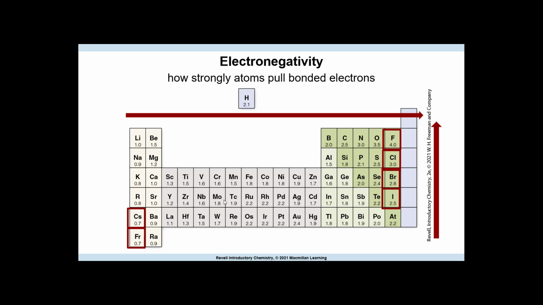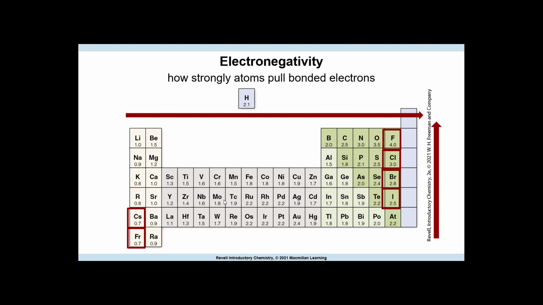This is consistent with what we already know from ionic bonding. Metals tend to lose electrons easily, while nonmetals tend to pull or gain electrons. The electronegativity increases as we go up a group or column on the periodic table. For example, iodine has a value of 2.5, while the elements above it, bromine, chlorine, and fluorine, have increasingly high values. Fluorine is the most electronegative of the elements, meaning it has the strongest pull for electrons.